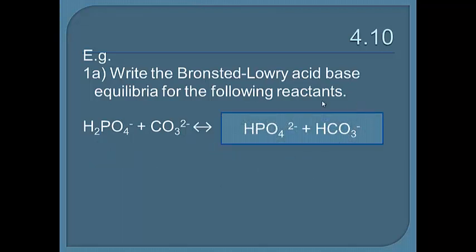What that means is our products are this. As H2PO4- donates a proton to CO3 2-, it becomes HPO4 2-. CO3 2-, which accepted the proton, becomes HCO3-. And that's our solution for this question.